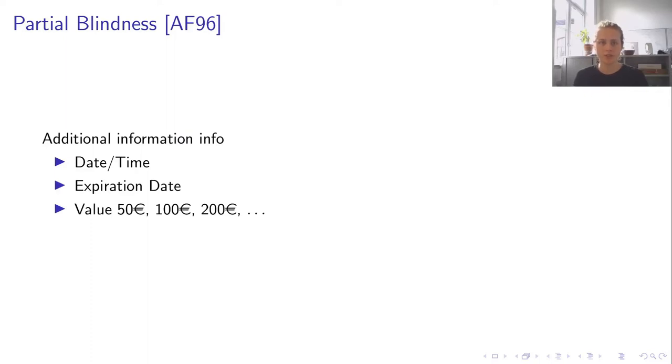Another property of security that we may want is partial blindness. So this would replace the full blindness. In the partial blindness setting, we want to include some additional information in the signatures so that they are only blind with respect to this information. So this could be any info that the user and the signer can agree on, which is something like the date or time or an expiration date, or it could also be in the setting of electronic cash, the value of the signature. So you could have signatures that are worth 50 euros, 100 euros, 200 euros.